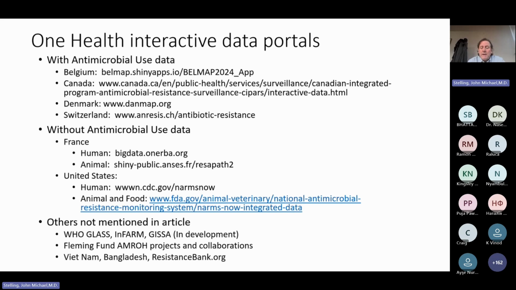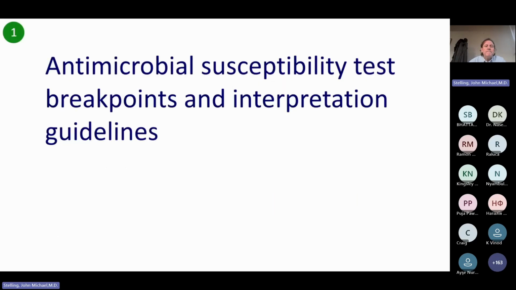I mentioned Vietnam, Bangladesh. Resistance Bank is from a group in the United States, One Health Initiative. The old name was CDEP, I believe it's One Health Initiative. And it's basically a literature review of existing data, data from publications. So that's the end of the first portion of my presentation.